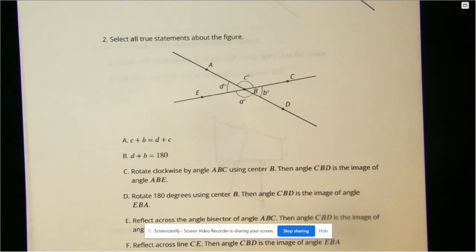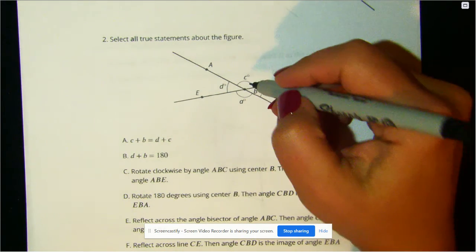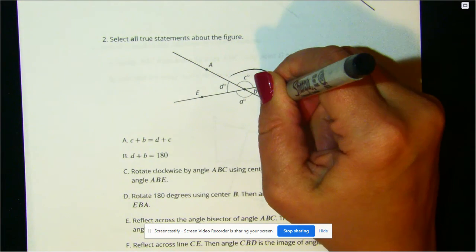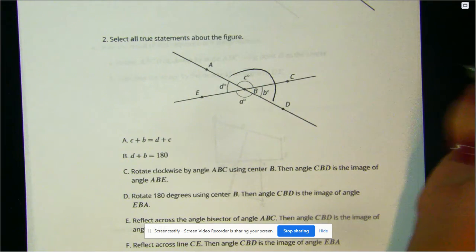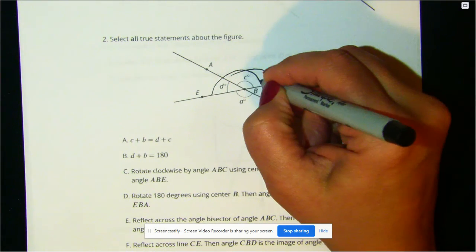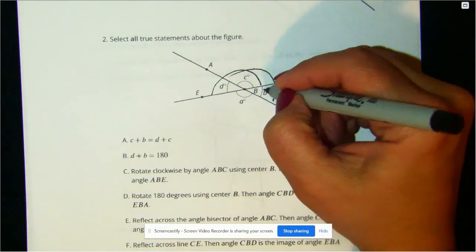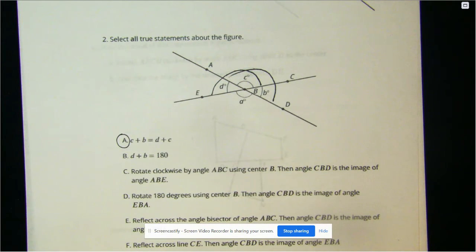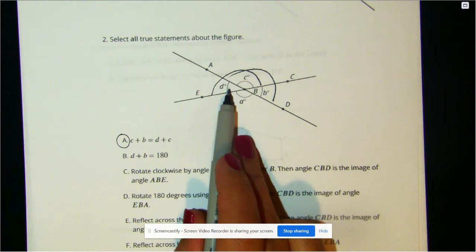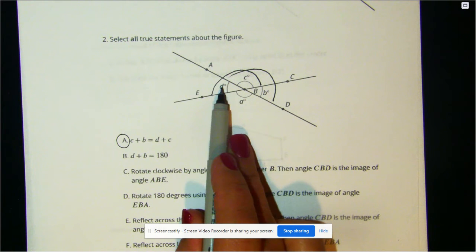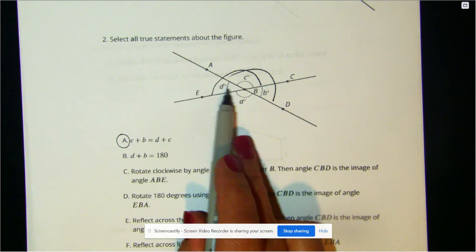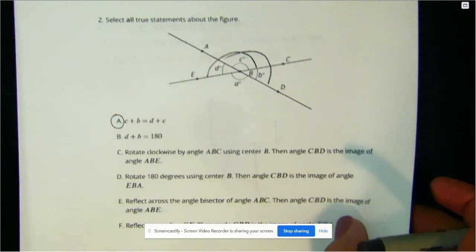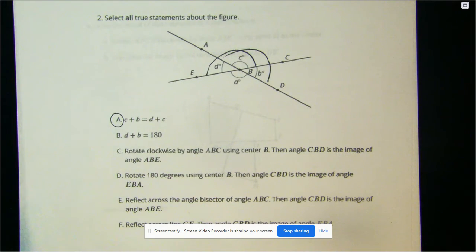Number 2, select all true statements about the figure. CB is equal to DC. Well, let's look. CB together make a straight line, and DC together make a straight line. So both of those pairs add up to 180, so that is true. They are equal to each other. D plus B equals 180. I don't know what D and B are. I know they're equal, but I don't know if they add up to 180. I mean, you can pretty much tell they don't because they don't look like 90-degree angles.